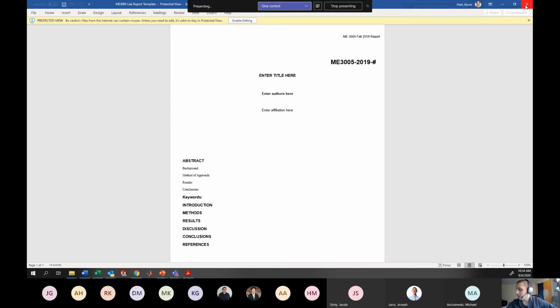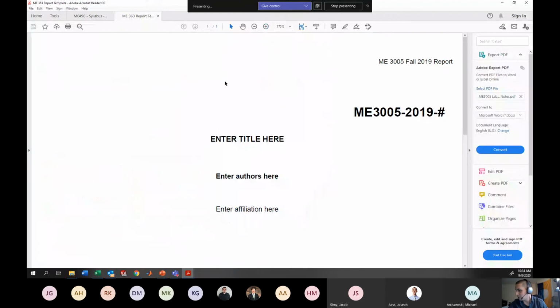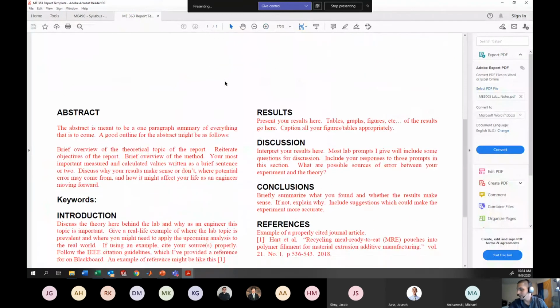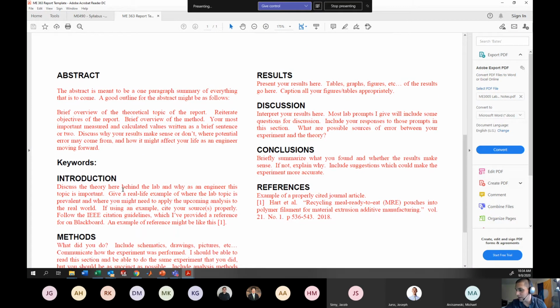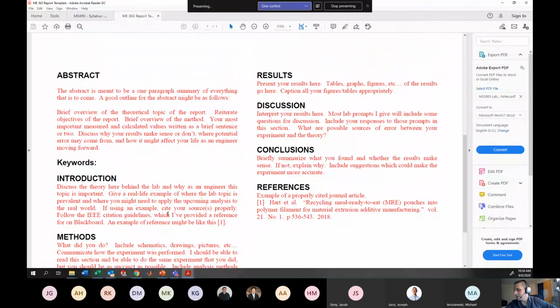Now, aside from this template, I've also uploaded my own personal template in which I've provided additional notes in sort of my own guideline. Okay, so this template with my notes about what I think is relevant and goes into each section is also available for you on Blackboard. So for instance, the abstract is meant to be a one-paragraph summary of everything that is to come. A good outline for the abstract might be as follows. All right. Introduction, discuss theory, yada yada, methods, what did you do?